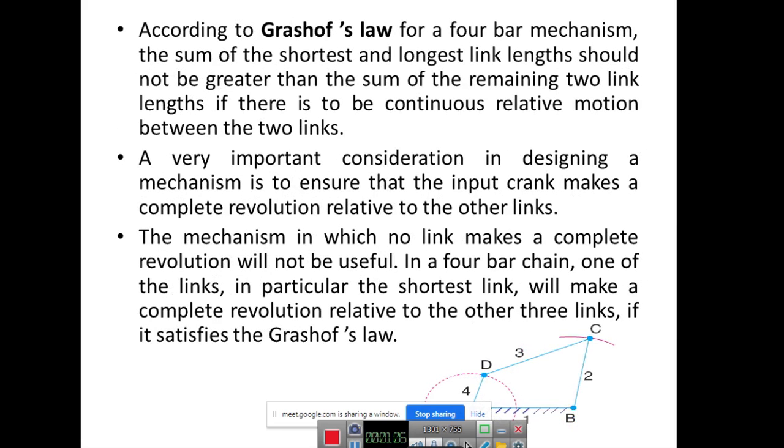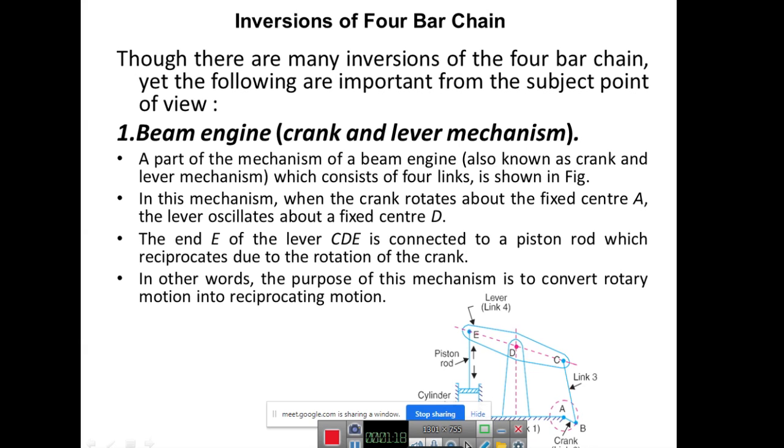Then we discussed Grashof's law, in which the sum of the shortest link and the longest link should not be greater than the sum of the other two remaining links, that we discussed. And then we discussed the beam engine.